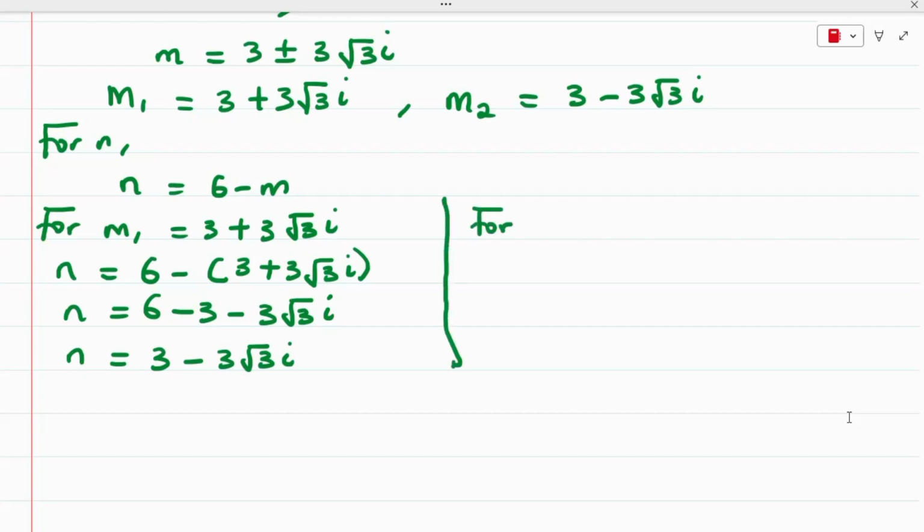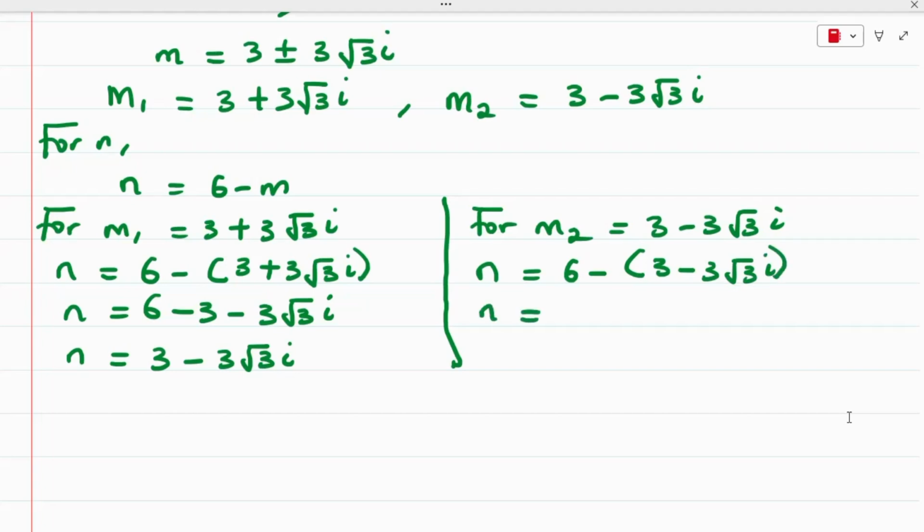So we are going to say for m2 equals 3 minus 3 the square root of 3i, we have that n is equal to 6 minus, in brackets, 3 minus 3 the square root of 3i. So n is equal to 6 multiplied by the negative sign, we have minus 3 plus 3 multiplied by the square root of 3i, and n is equal to 6 minus 3, which is 3, plus 3 the square root of 3i.